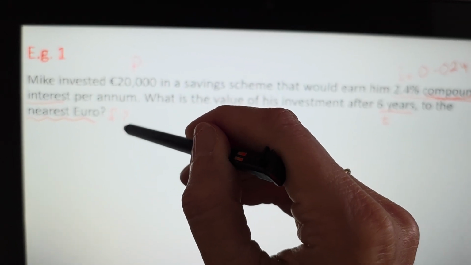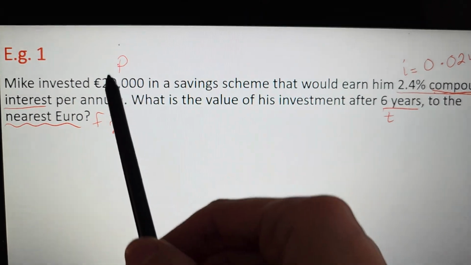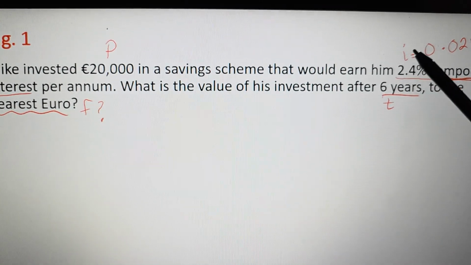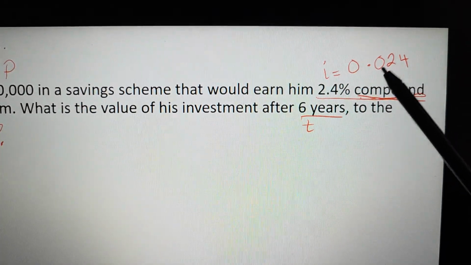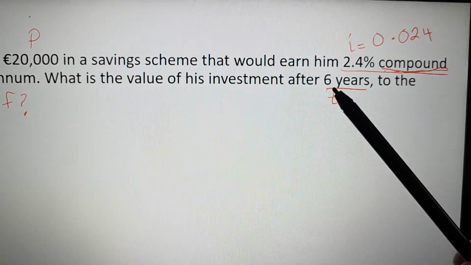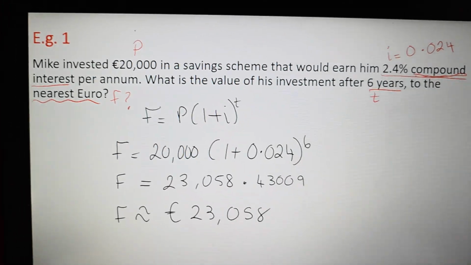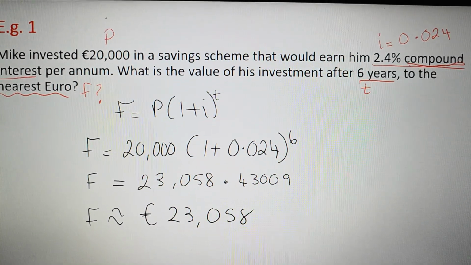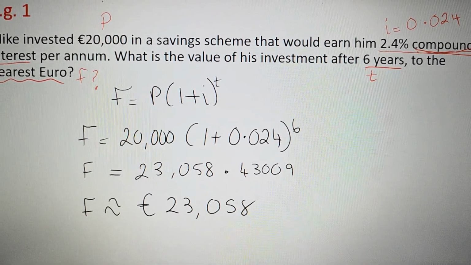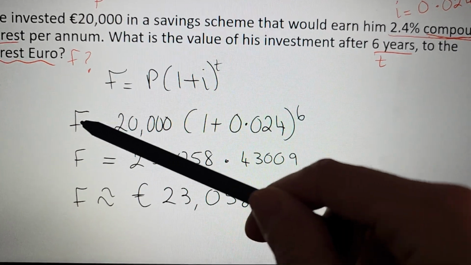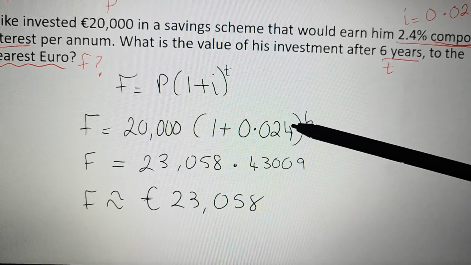So F, we don't know what that is. P is the principal amount that he invested, so P is 20 grand. I is my interest rate, which was 2.4%, but as a decimal, that's 0.024. And it's 6 years is the time frame, so T is 6. So I put down the compound interest formula, which is in the log tables, page 30, and we just sub into that formula. So it's F equals 20,000 by 1 plus the interest rate to the power of 6.